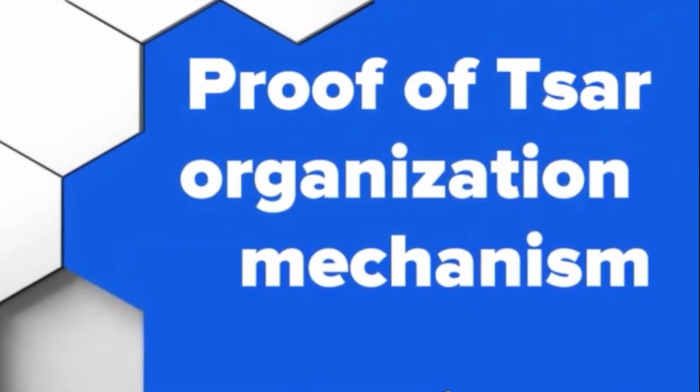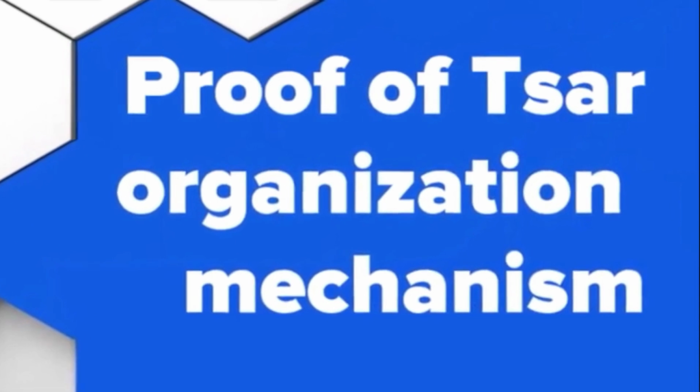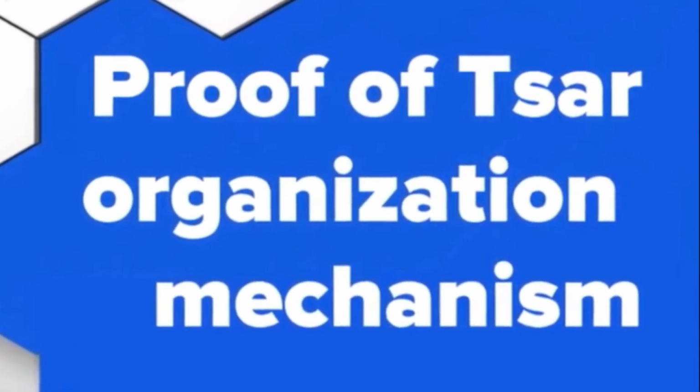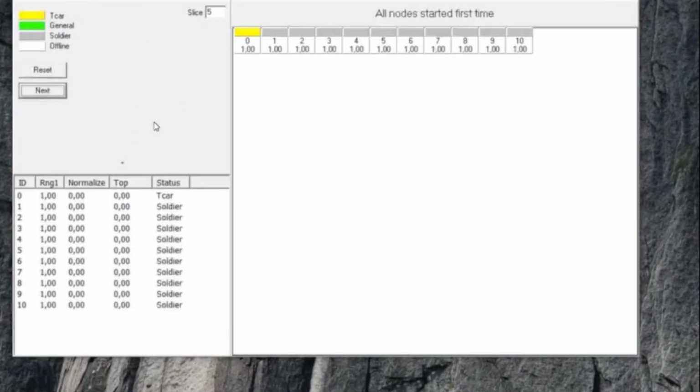Hello. In this video, we will consider the proof of Tsar consensus algorithm that solves the main problems of existing blockchain systems. When the network is first initialized, the first node of the network is assigned by the Tsar. In the next step, we see the addition of other network nodes, each of which is automatically assigned a rating as a unit. Further, some events occur in the network, and for each network node, a certain rating is formed.